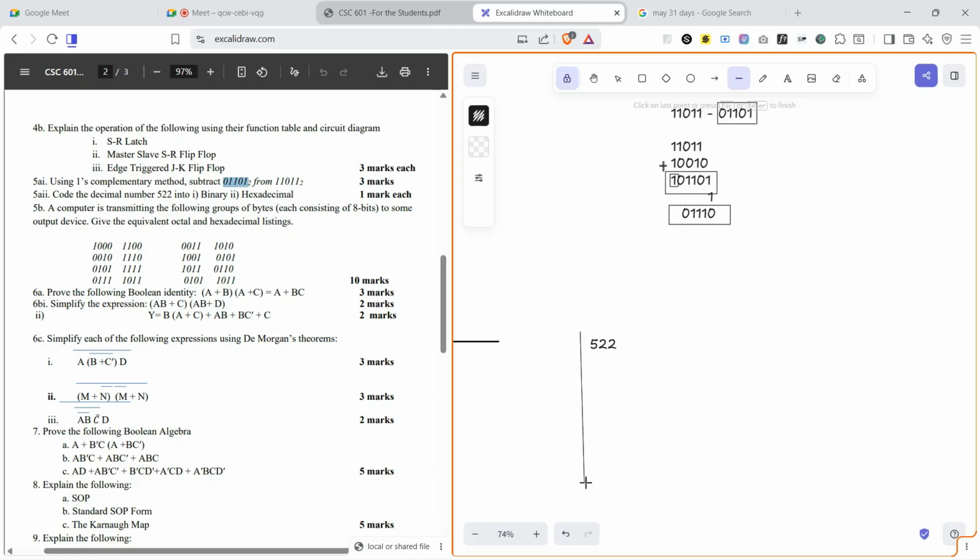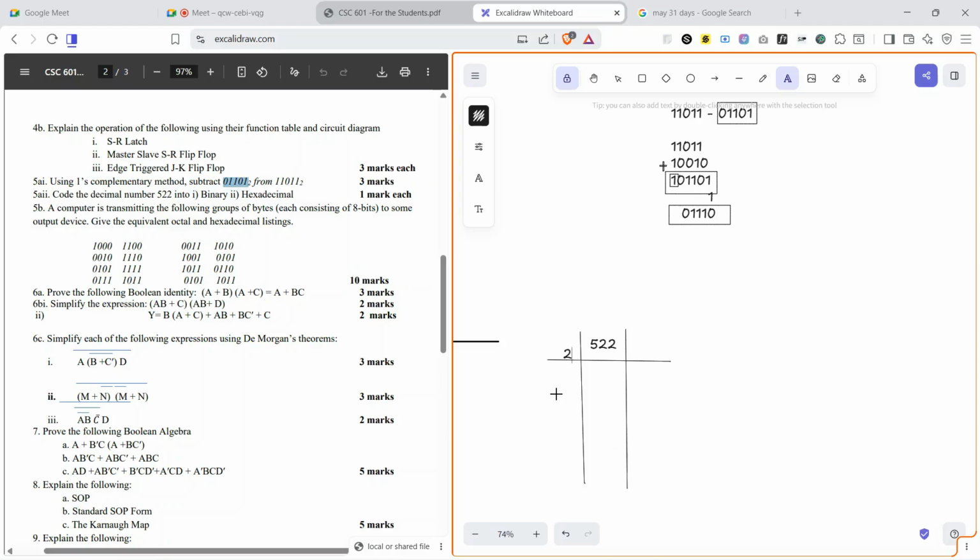We know how to do binary division, right? I'm guessing that we know how to do it. So the first one is binary. So you are dividing this by 2. So when you divide this, you get the result.